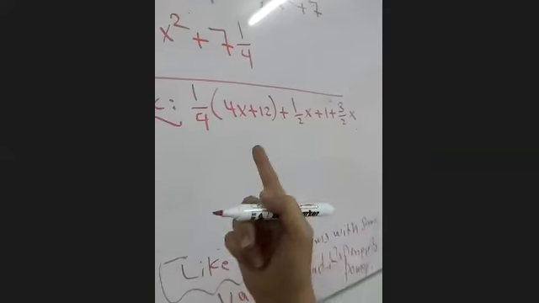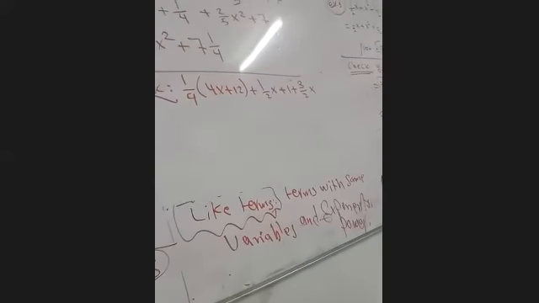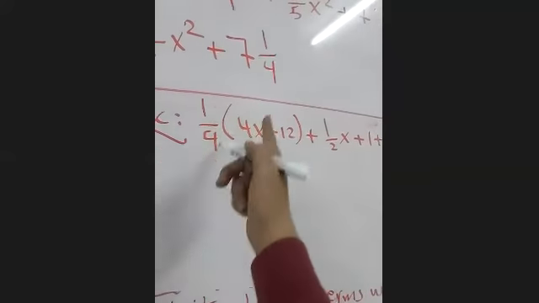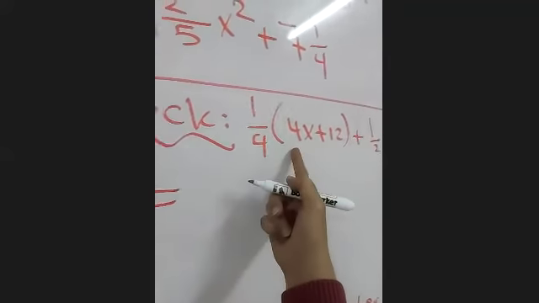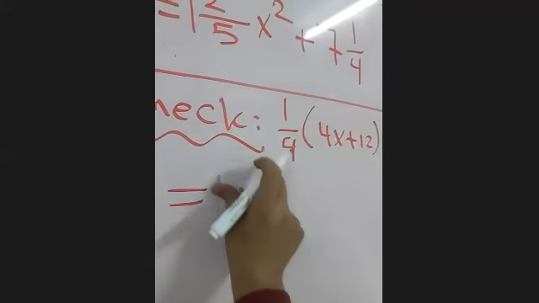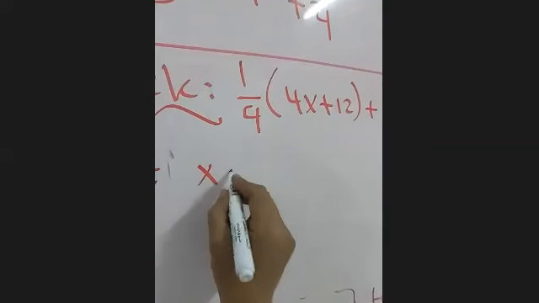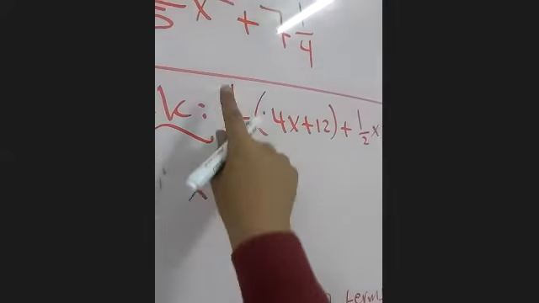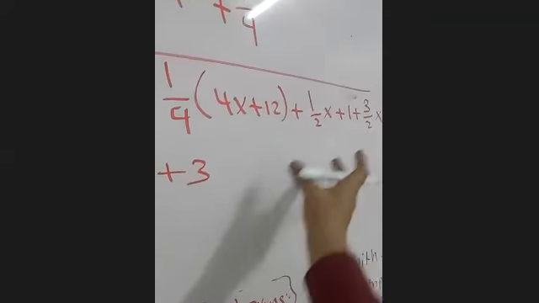Like this? Yes. Now we have a bracket. Let's get rid of it by distributing and multiplying. 1 over 4 multiply 4x is x, no need for the 1. 1 over 4 multiply 12 is 3. Plus, this comes down. I'm preparing.